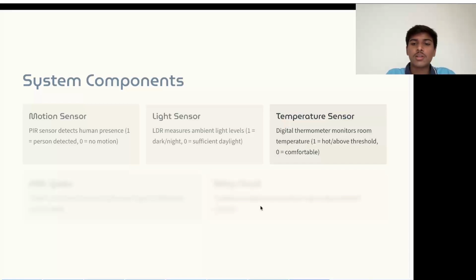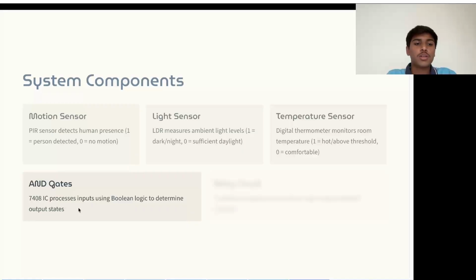The digital thermometer, light sensor, motion sensor, and AND gates: 7408 ICs process inputs using Boolean logic to determine the output state. This IC will be used in this system for monitoring and processing.